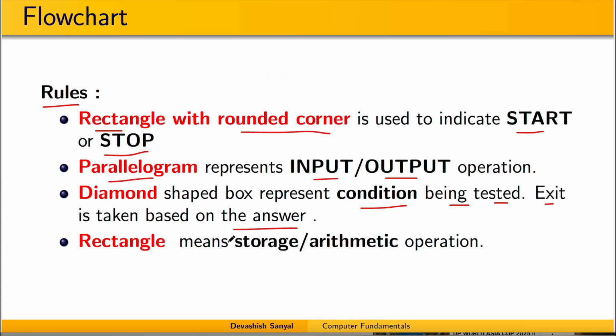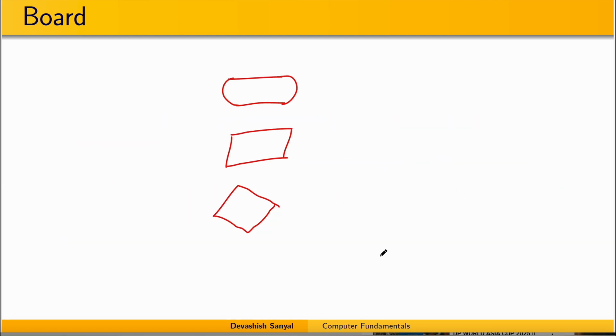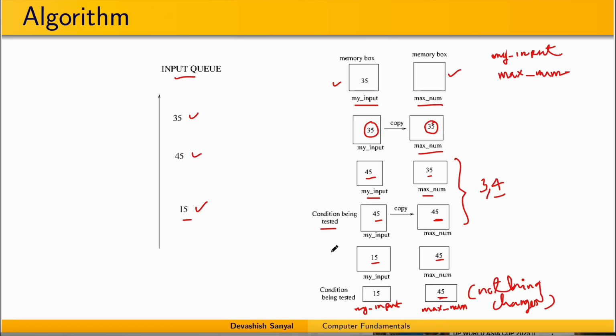And then there is a rectangle. A rectangle means storage or an arithmetic operation. This is some kind of logic operation, and that will be denoted by a rectangle. We'll see how to use the rectangle with rounded corners, the parallelogram, the diamond shape, and the rectangle in implementing this.